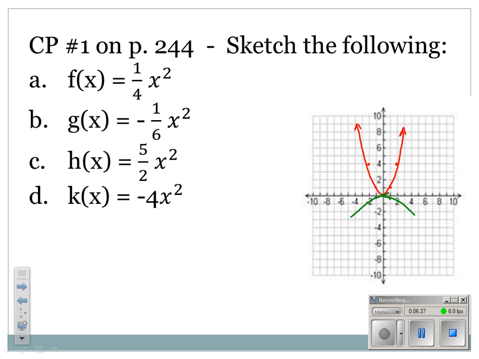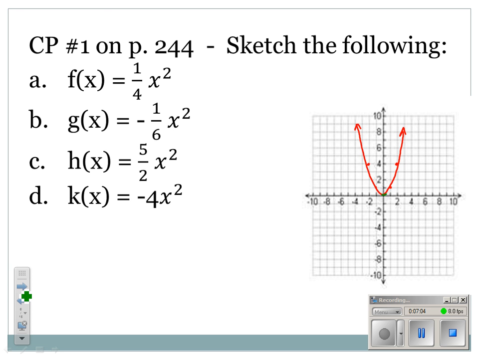All right, let's move on to C. If you take a look at C, our coefficient again is positive. We have 5/2 there. Now is that value between 0 and 1, or is it over 1? Okay, 5/2 is equal to 2.5, so it's definitely over 1. That means we're going to have a stretch situation, a vertical stretch. Being positive, we know it's going to open up. It's not going to reflect.